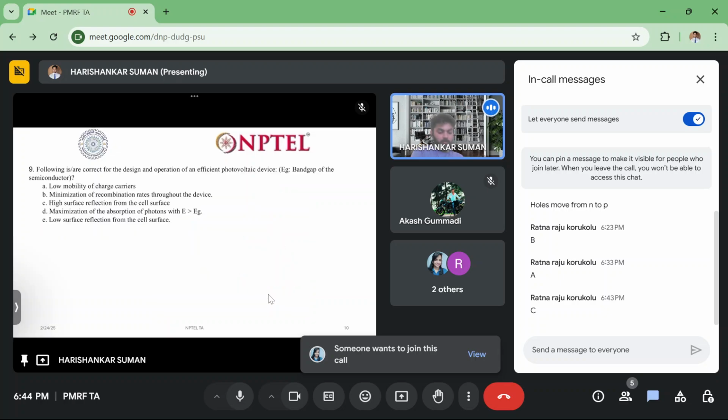Okay, so let's move to the next question. Which of the following are correct for the design and operation of an efficient photovoltaic device? Band gap of the semiconductor. So choose your correct answer. Please first choose your correct answer, then I will show you the right options and then we will discuss.